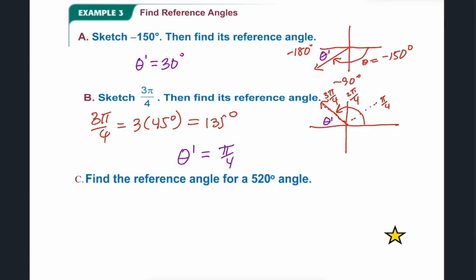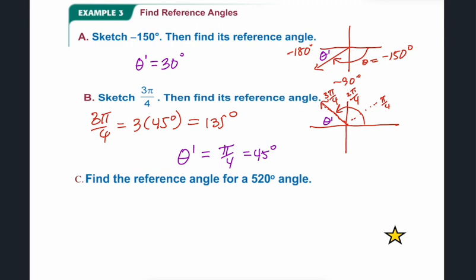What's great about radians is that if the denominator is 4, the reference angle will always be pi over 4. If the denominator is 3, it's always going to be pi over 3, or whatever. And then you could also have called this, I am 45 degrees away from hitting 180. So I don't care if you use degrees or if you use radians, unless they specify in the instructions.